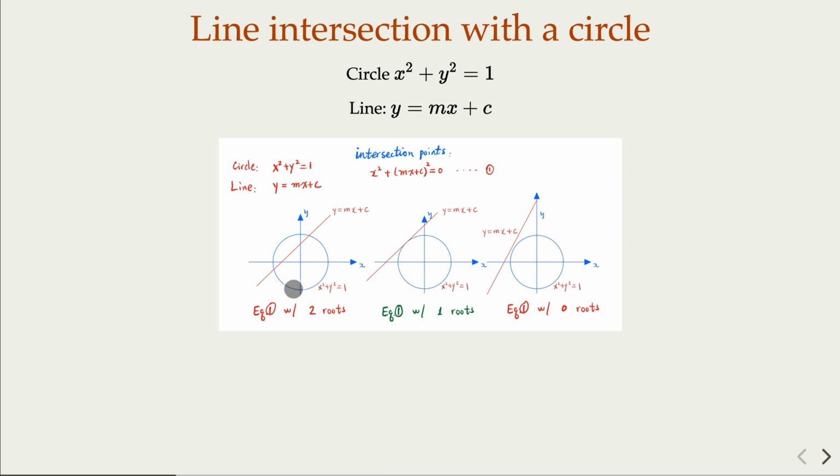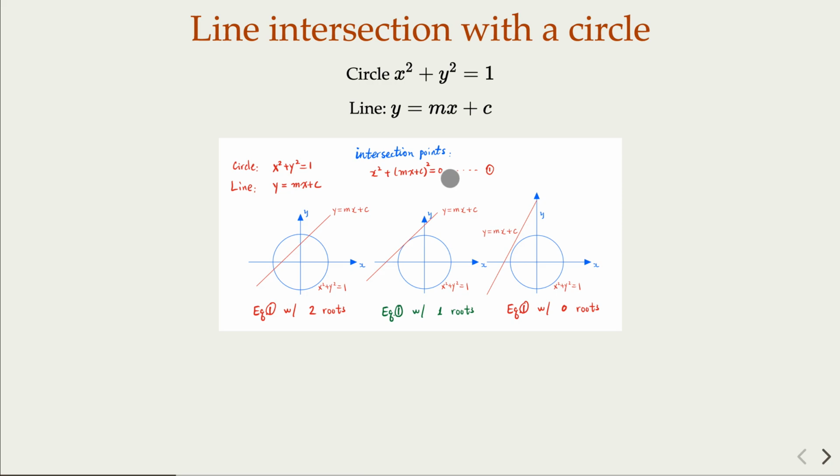So what you have is 2 roots, meaning intersecting at 2 points, and here only 1 root, that is a tangent line to the circle. And here, of course, the straight line is outside of the circle. No intersection points. All right. By the way, this is also an error here.